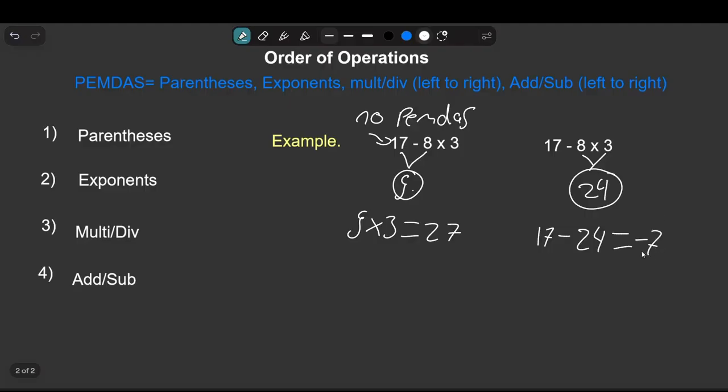I've talked about negative numbers in previous videos, so if you don't understand it, stop watching this video, go watch the other video, and come right back so you understand why it can be a negative number.